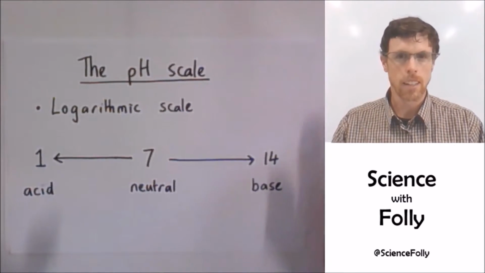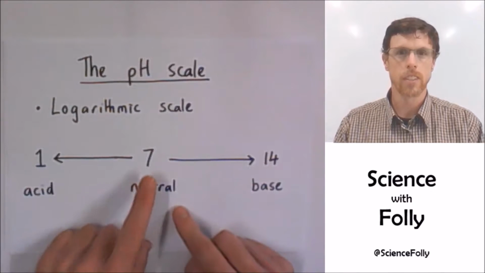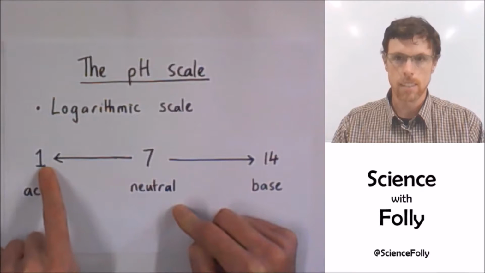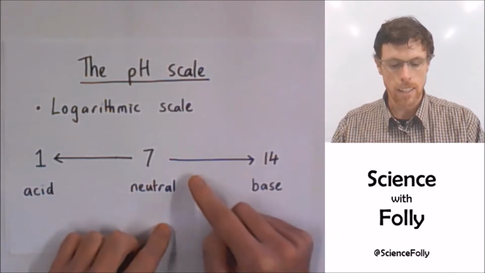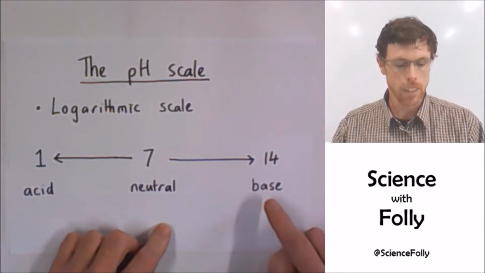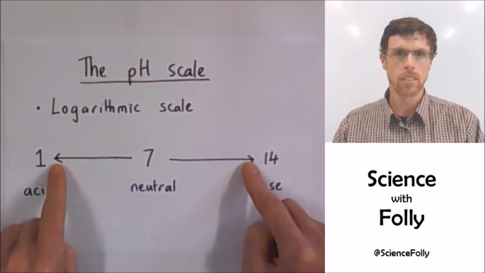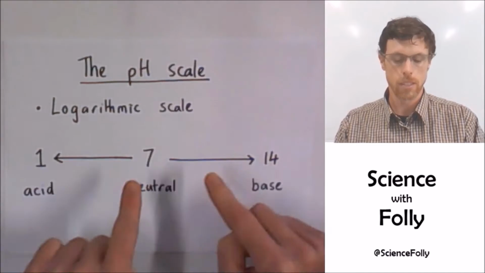On the pH scale, a substance with a pH of 7 is neutral. Any substance that has a pH less than 7 is an acid, and anything greater than 7 is a base. And the strength or concentration increases as you get away from 7.